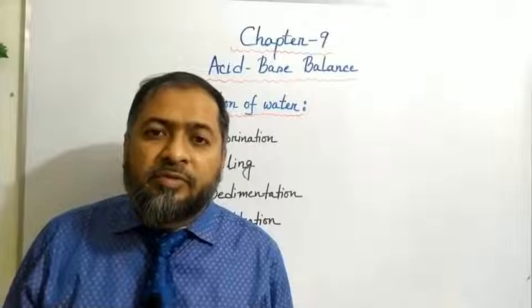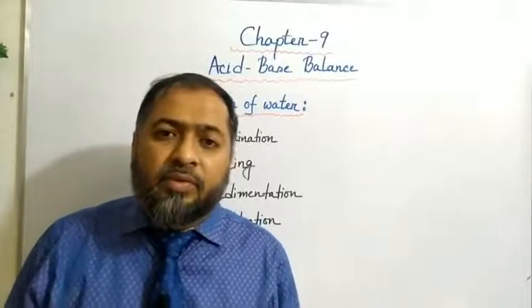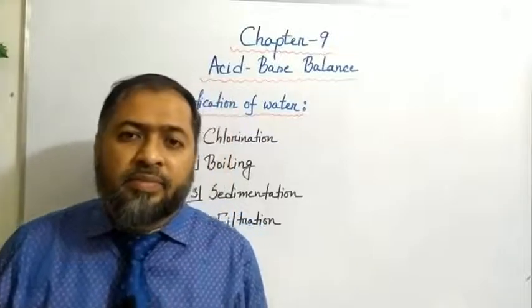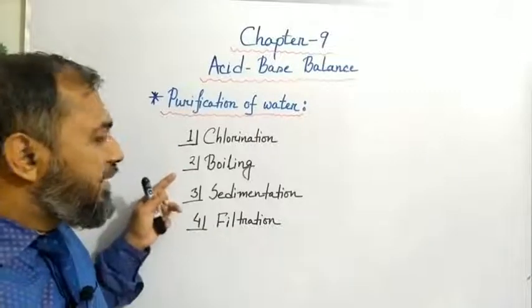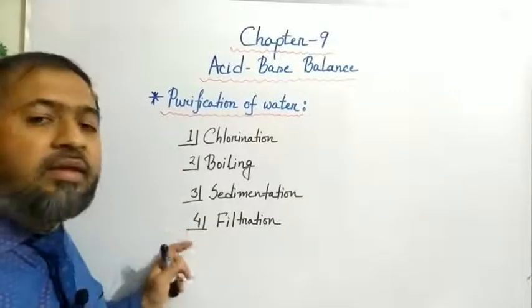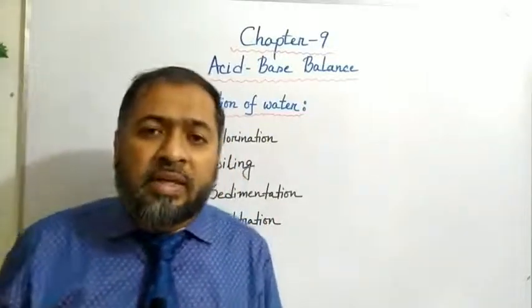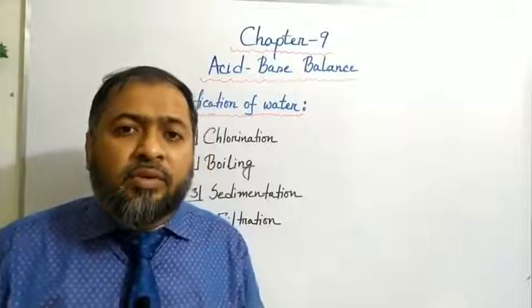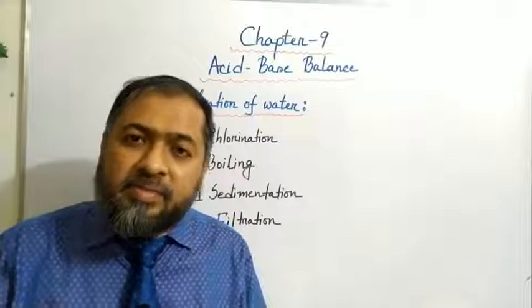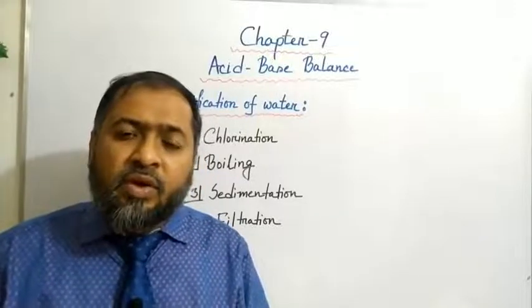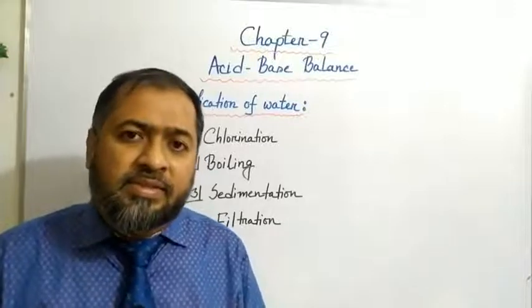Purification of water is very important to drink pure water, and there are several methods to purify water. These methods are, you can see, chlorination, boiling, sedimentation and filtration. Now come to the first point, chlorination. This is the easiest method of sterilization of water. When we add bleaching powder in water, it oxidizes and destroys the germs and the water becomes sterilized.